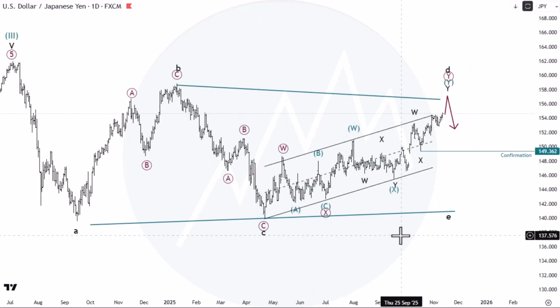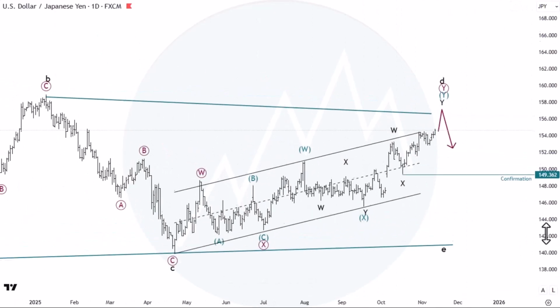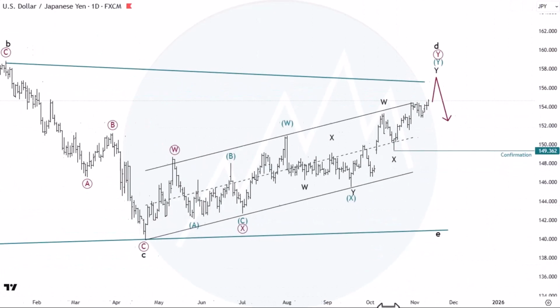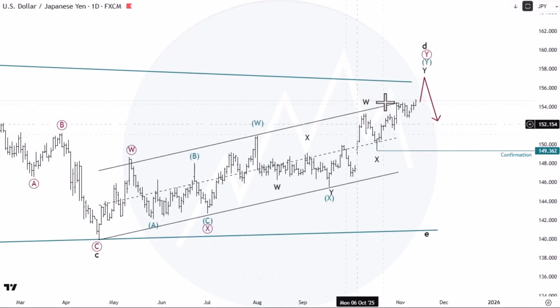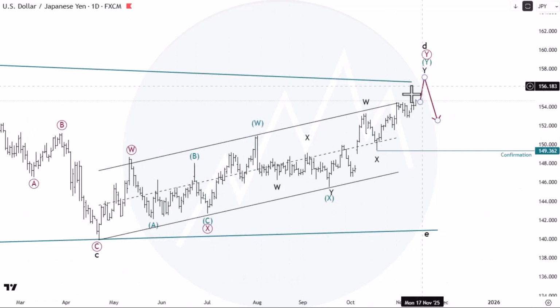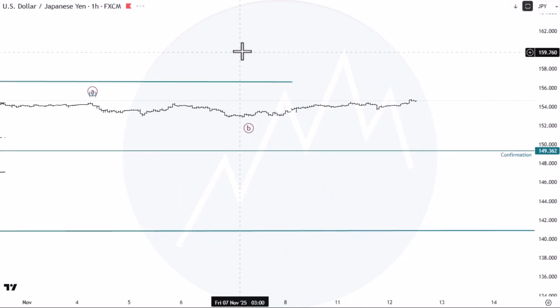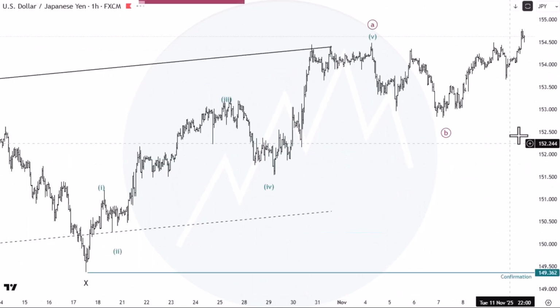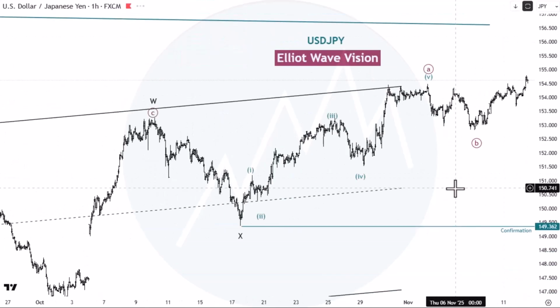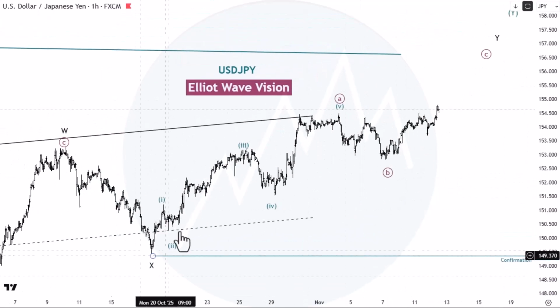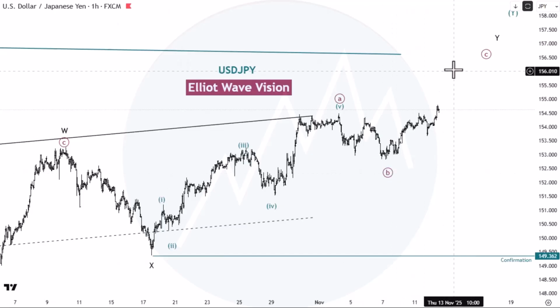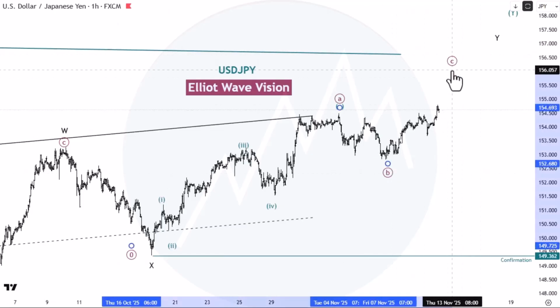So let's check this leg. Okay, first we discuss W, X and Y. So the market behaves in a double zigzag pattern in JPY. Let's check this point in the 1 hour time frame. So the market goes like wave A, wave B, and now the market goes towards this wave C.